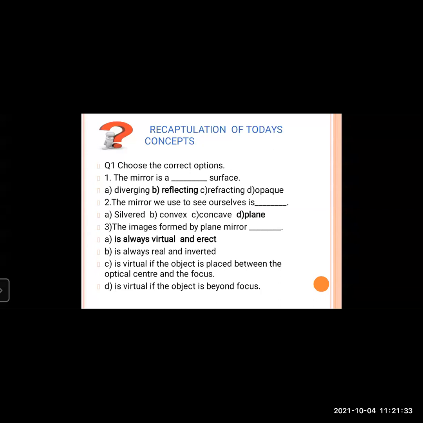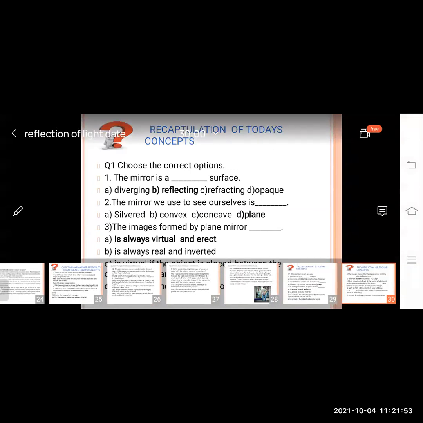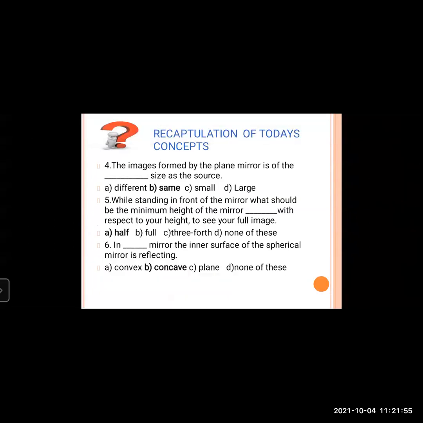When you stand in front of the plane mirror, it seems that the image is forming behind the mirror, so it is called virtual, and your head remains upside only. The position of the head doesn't change, it doesn't go downward, so the image is erect. The images formed by the plane mirror are of the same size as the source. Same size, they do not change.